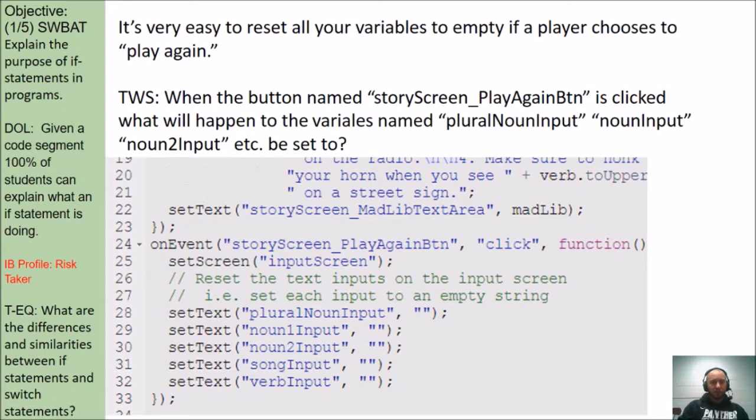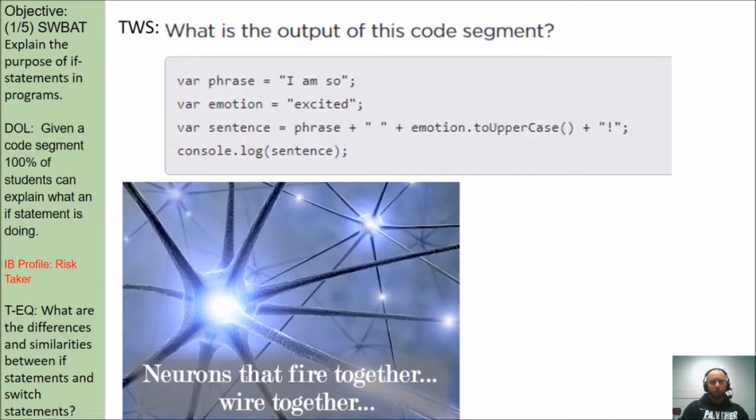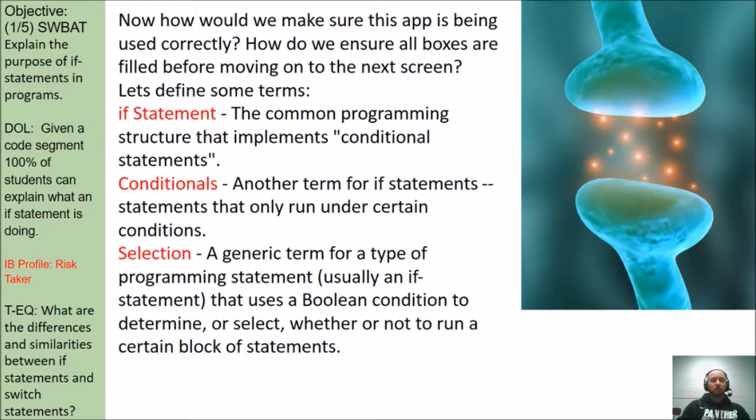My think write share here is when the button named story screen is clicked, what will happen to the variables named plural noun, noun input, noun output, etc.? What's going to happen to these? What are they going to be set to? And another quick follow-up question for the code is, what does this output to? So if you got those correct, you're ready for this concept of conditionals. The question starts with how would we make sure this app is being used correctly?